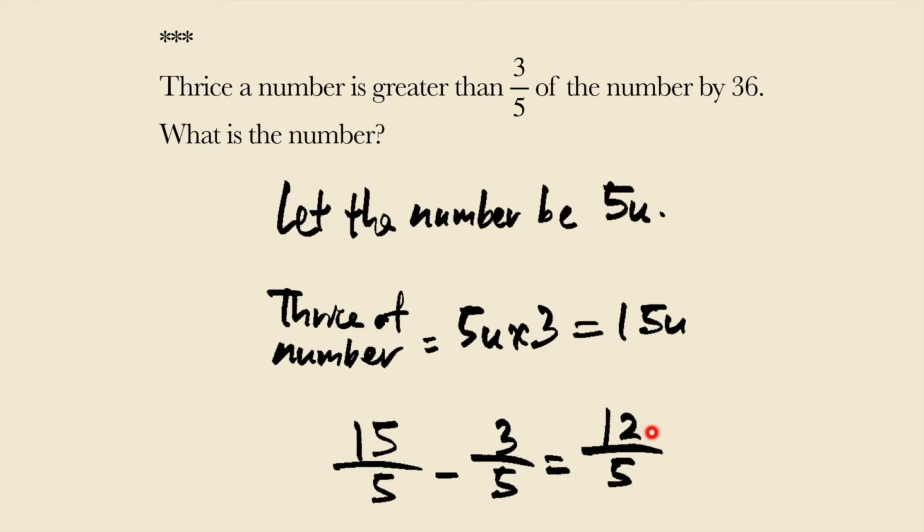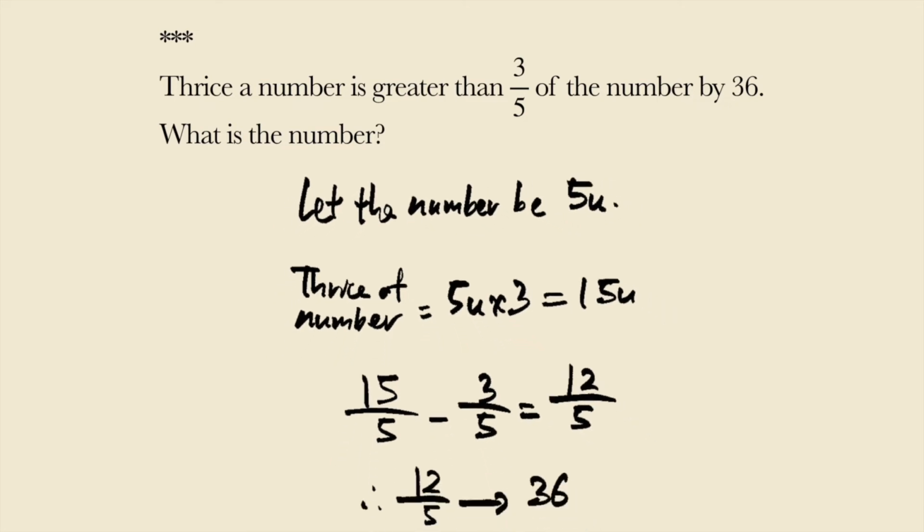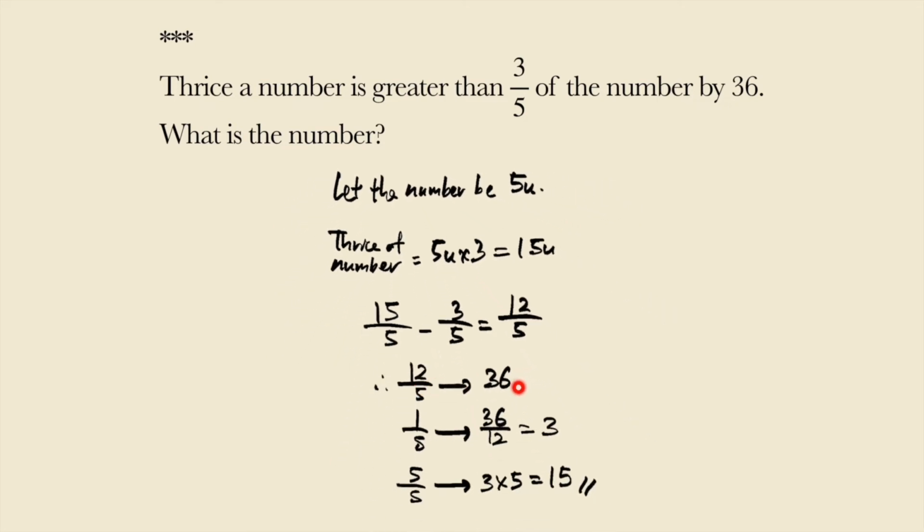I say again, thrice the number. If the number is 5u, thrice the number is 15u. What's 3/5 of 5u? It's 3 units. And they told us the difference is 36. So what that means is 12 units represent 36. What's 1 unit? 3. What is the number? 5 out of 5. So the answer is 15.